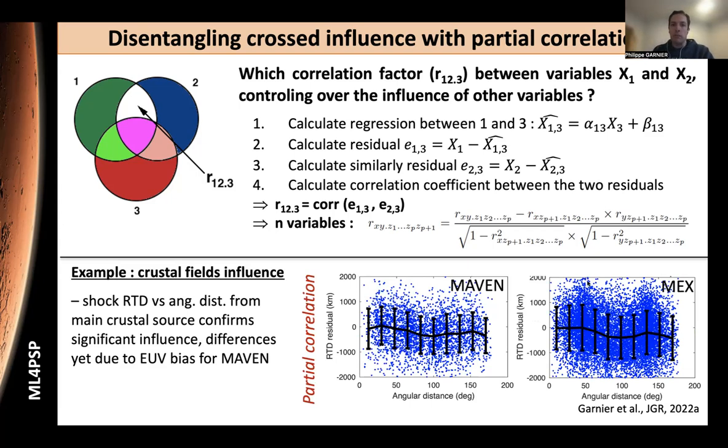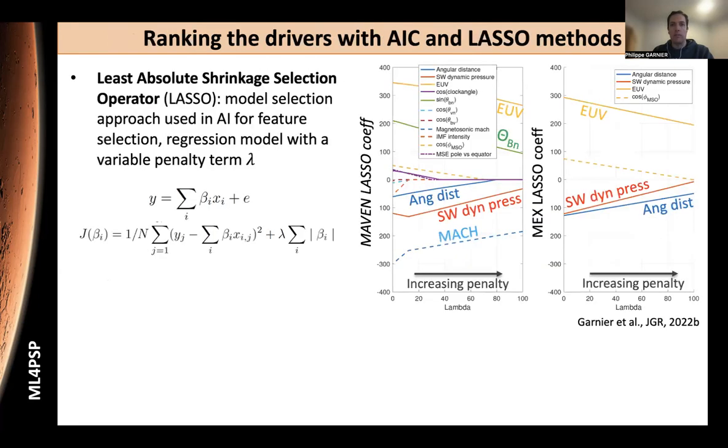If you remove this by calculating the residuals, removing the influence of EUV, you calculate the residuals here, and you show that for MAVEN and MEX, and you get an almost identical profile for both missions. And you can see in this case that using the partial correlation, removing biases due to cross correlations, that sometimes may be significant, you can get much more coherent profiles, much more coherent interpretation than just based on one mission where you don't take into account the cross correlations.